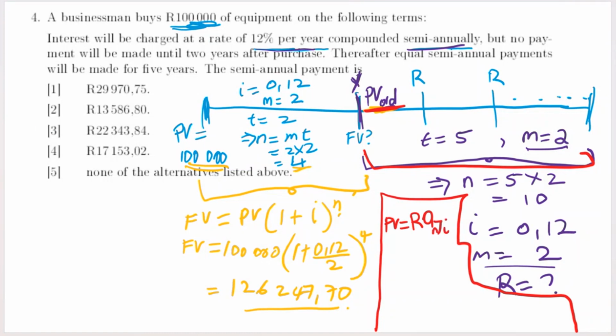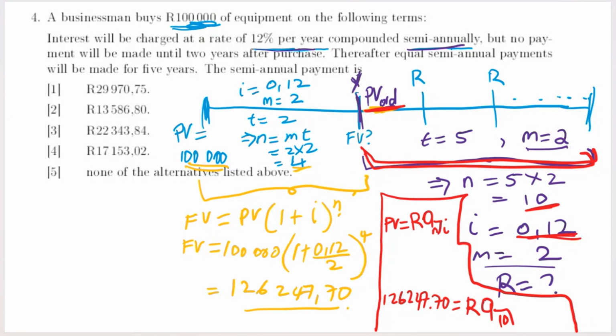What is your present value? That's what we have just calculated. Your present value is equal to 126,247.70, the future value of your non-payment investment. You are looking for your R, you don't know your R. What is your N? Your N here is what we have calculated for this period, which is 10, and then your I is 0.12.